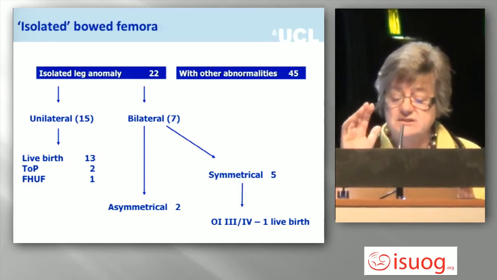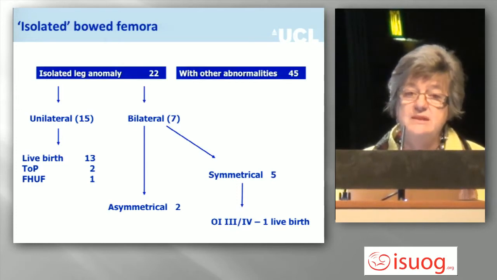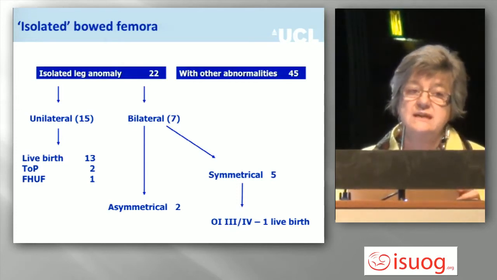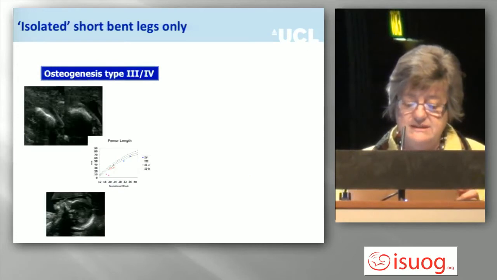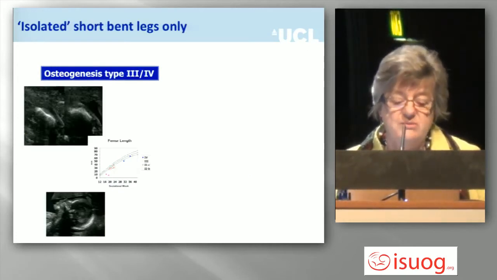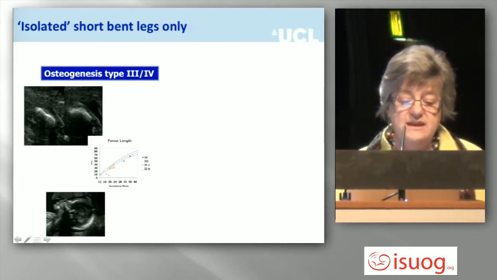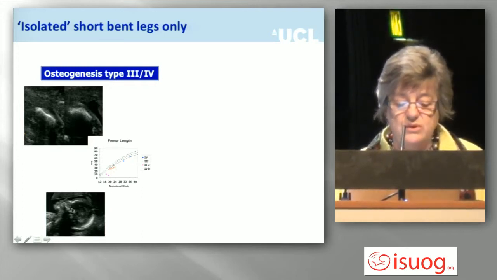And I think this is very, very important to remember: the bilateral symmetrical nature of this may indicate an underlying skeletal dysplasia. And the 2 skeletal dysplasias that you need to be thinking of predominantly are OI type 3 or type 4. And here you can see the bowing of the legs here. And this is a normal profile here.